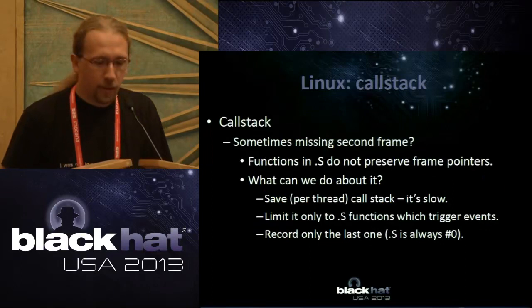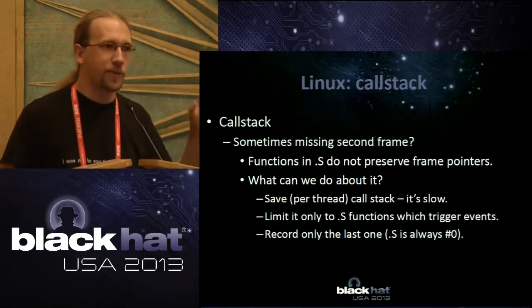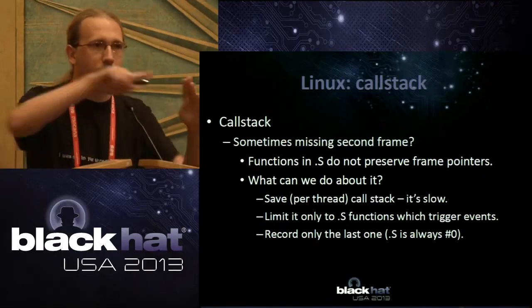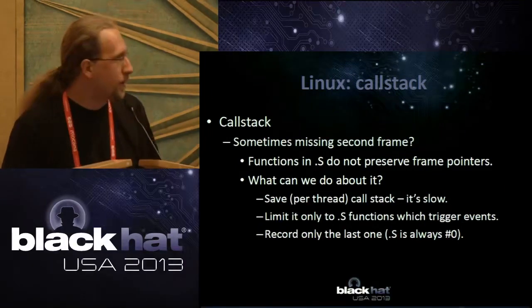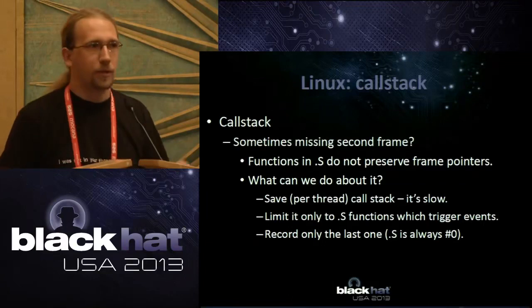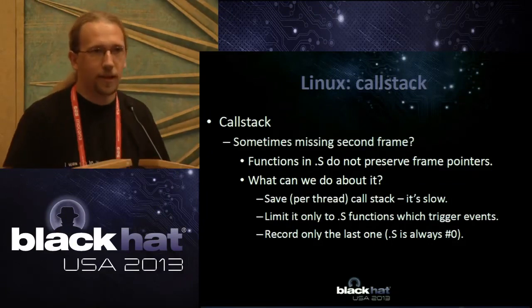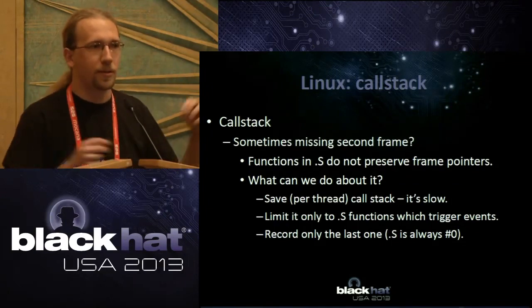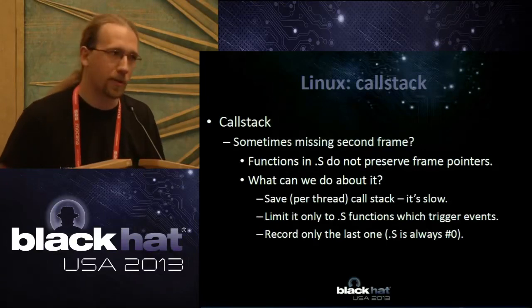And what happened? Well, the functions that are implemented on Linux in assembly don't preserve the frame pointer on the stack. That means when we walk through the frames, we just skip one. We solved it by creating events, getting callbacks when one of these functions was entered, saving the return address, and then when we needed a call stack, we inserted that return address in between the first and the second entry in the call stack.